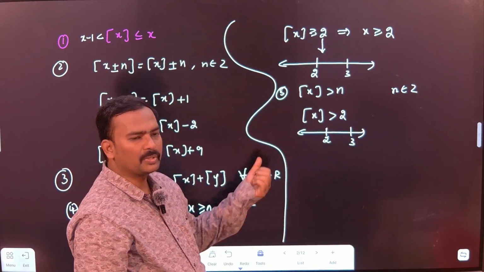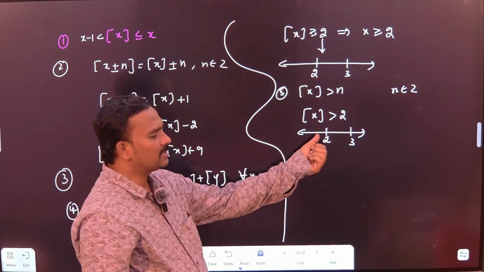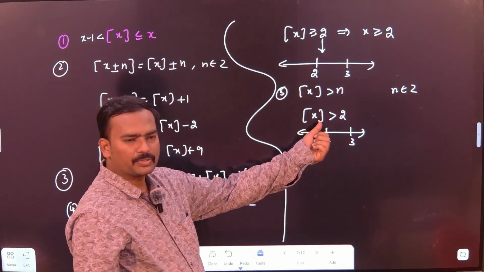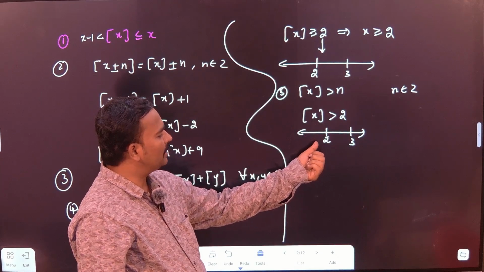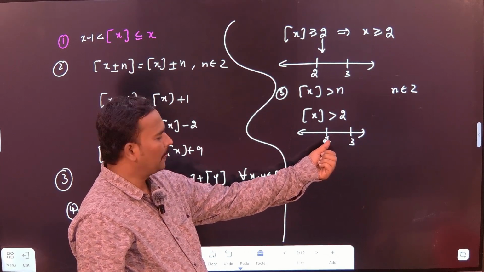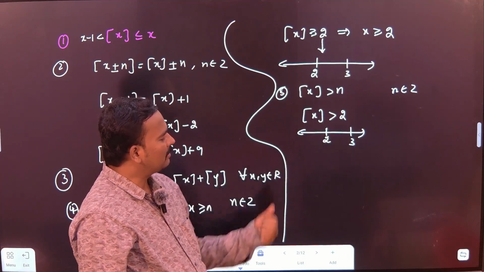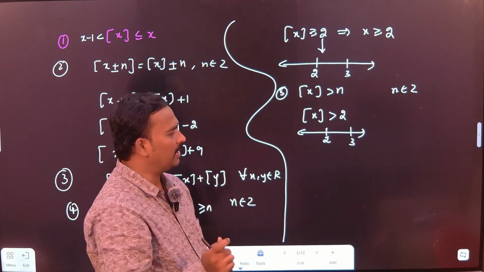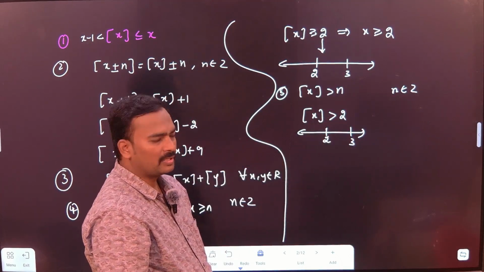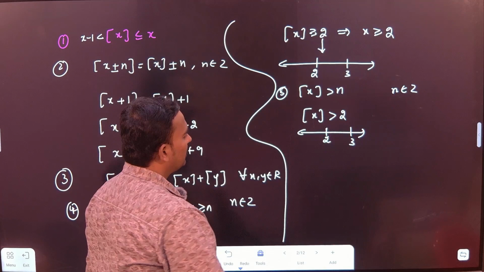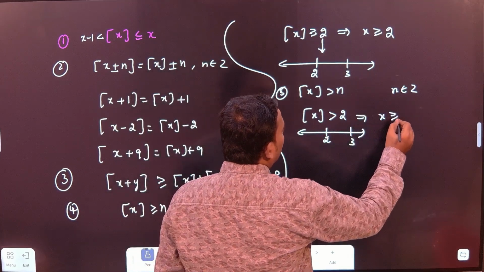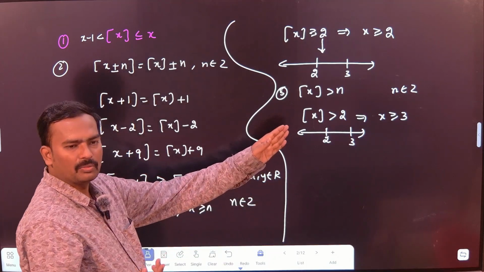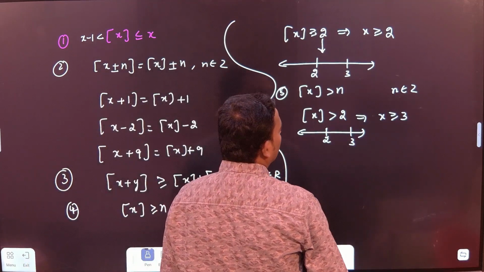Definitely less than 2 is not possible. If I take 1.5, its greatest integer function is 1, and 1 is greater than 2 is not possible. Can you take between 2 and 3? No, because for 2.999 the greatest integer will be 2 only, and 2 is greater than 2 is not possible. Therefore, you can start from 3. So this implies x is greater than or equal to 3. Understood? 3 is greater than 2, right? Understood?